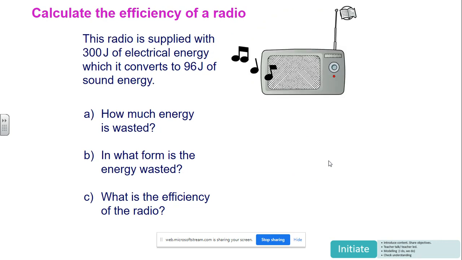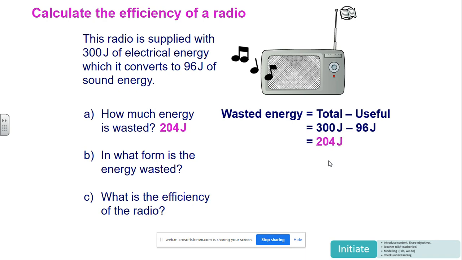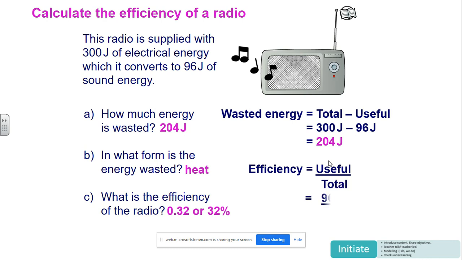Pause it, I'm moving on. Answer this one. And I'm pausing. How much energy is wasted? We can do that. It's actually 204 joules of energy. What form is it wasted as? In this case, it's heat. And its efficiency, look, is 32%. And there's the sum.